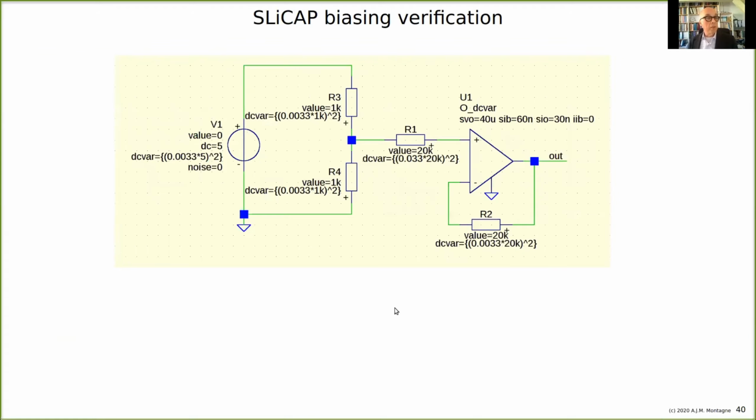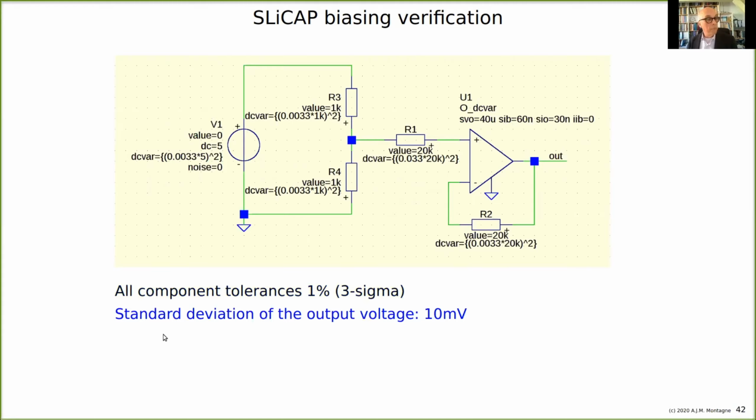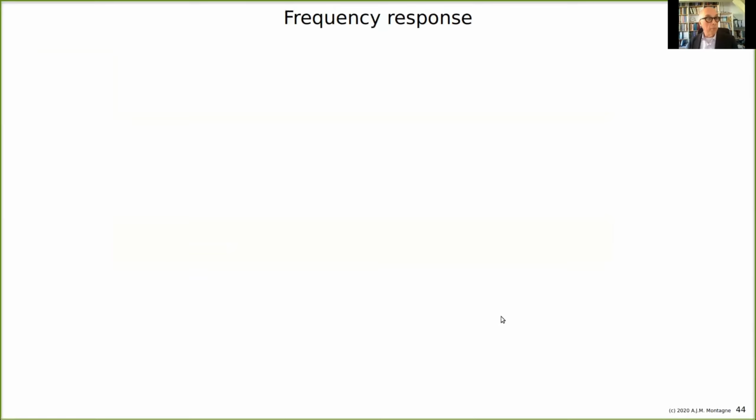So for the biasing, we put in the numbers like the standard deviation and the values of the offset and the bias. And this is the model that I use. All component tolerances are assumed 1% for 3 sigma values, and the standard deviation at the output voltage then calculated with SLICAP is about 10 millivolt, which is well within the range of 200 millivolt before everything will clip.